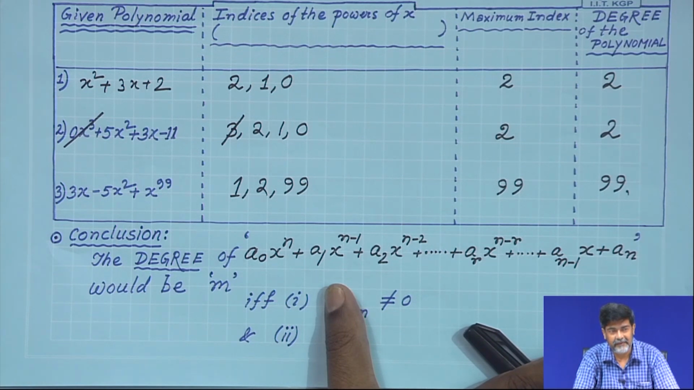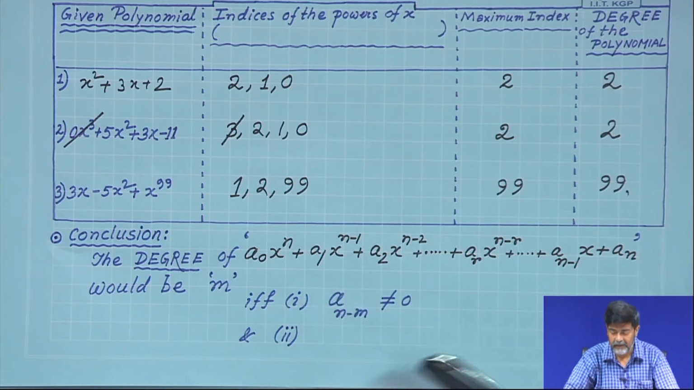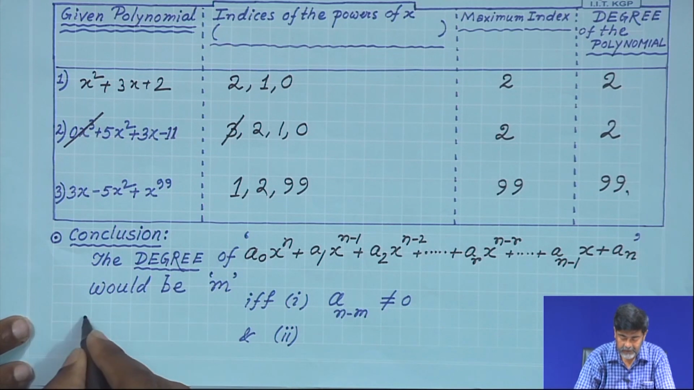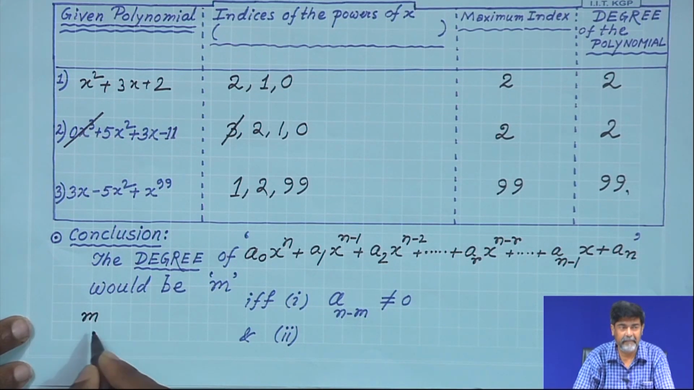Try again. If the index of the power is m, then what will be the suffix of a? Choose it in such a manner that the suffix plus index is n. So m minus the suffix. Okay, let us see. We have m as the power, and what is the suffix?